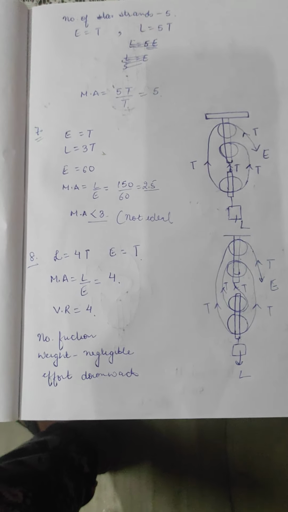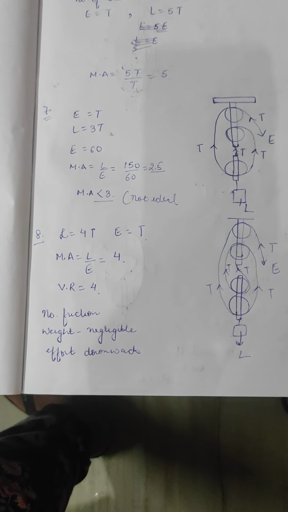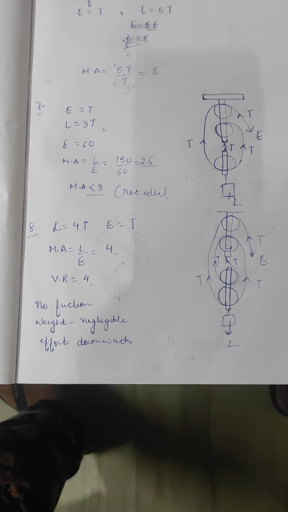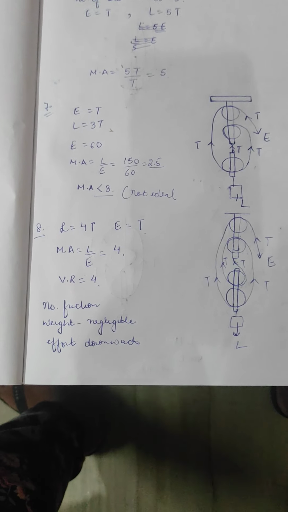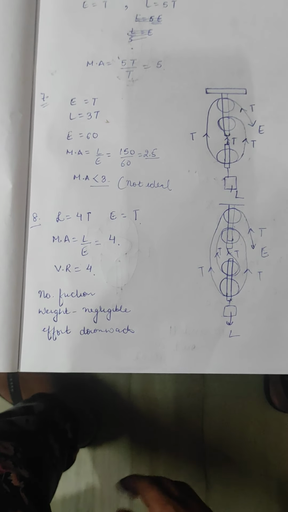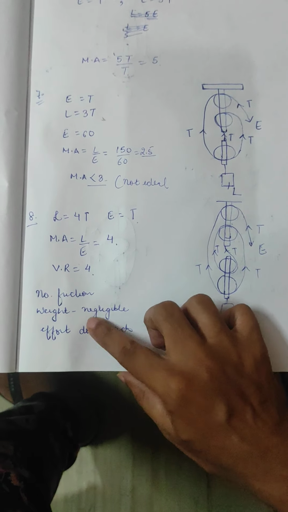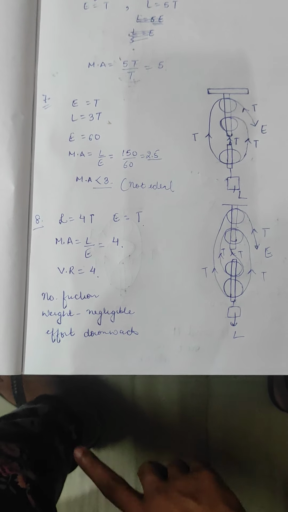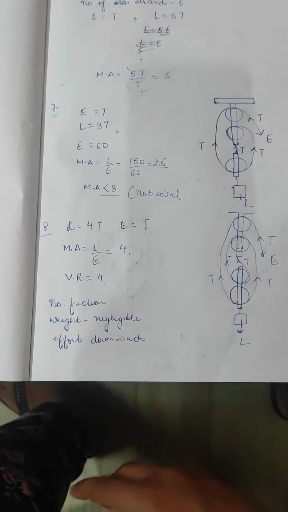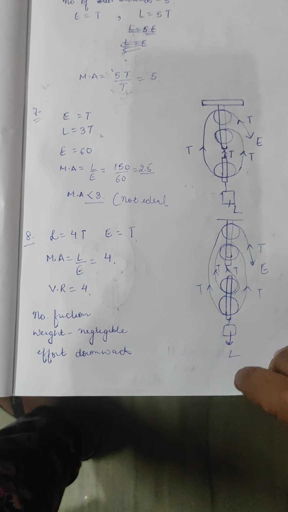Okay, so here what are they asking us to do? What is the velocity ratio? Very simple, 4 pulleys, velocity ratio will be 4. So what will be the mechanical advantage in this case? Mechanical advantage will come out to be 4. Under what conditions does your mechanical advantage come out to be 4? Very important, sometimes in the paper they ask you that there is no friction, the weight of the pulleys you are using is negligible, and effort is always in the downward direction. Okay.